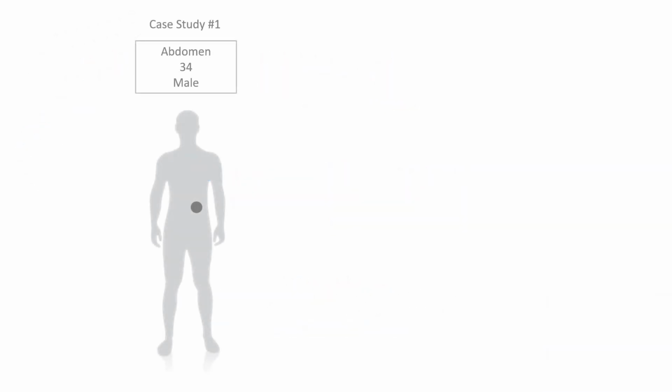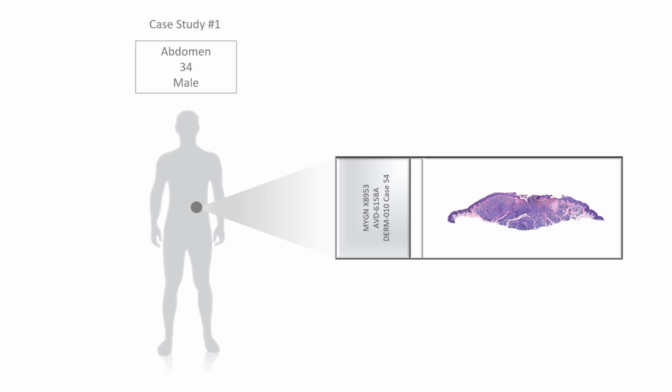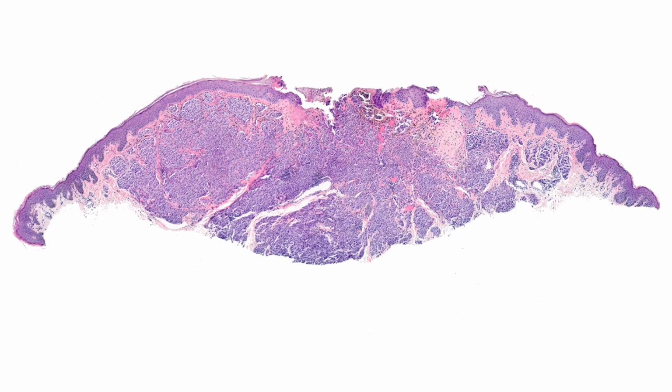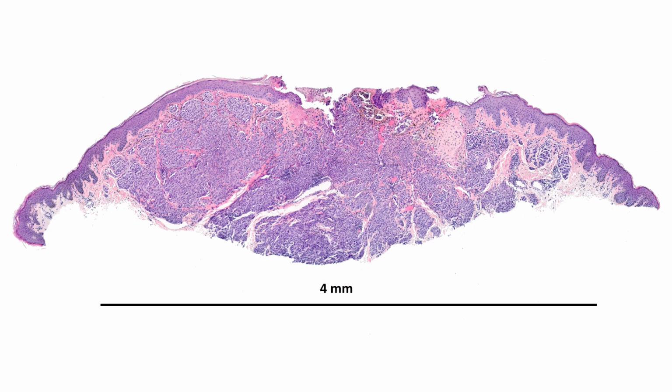Today's case is a lesion from the abdomen of a 34-year-old male. And the specimen is a deep shave biopsy of skin containing a slightly dome-shaped lesion with a maximum dimension of about 4 millimeters and a centrally located ulcer. So take a moment to study it at scanning magnification, and then I'll highlight a few key features.